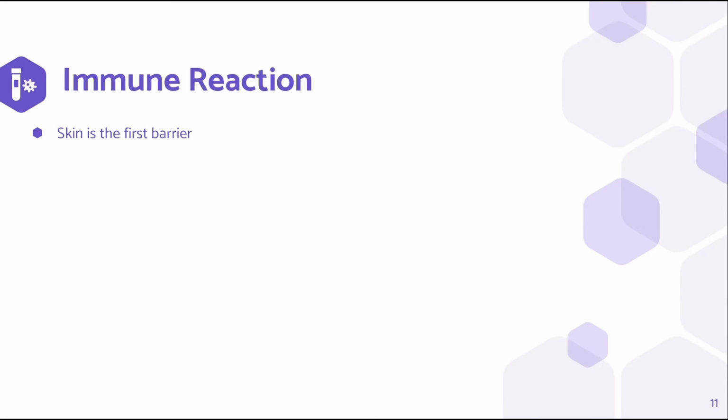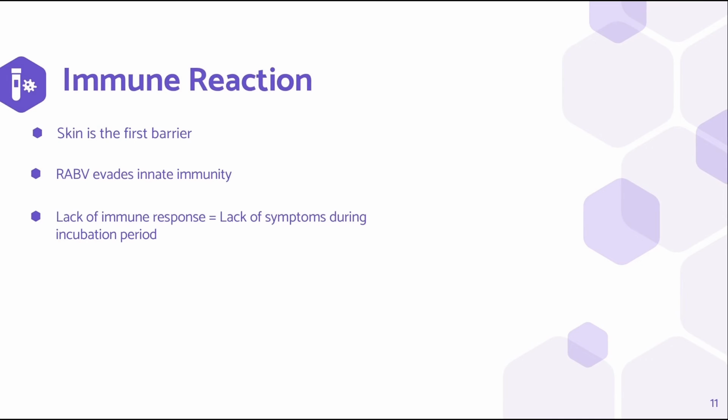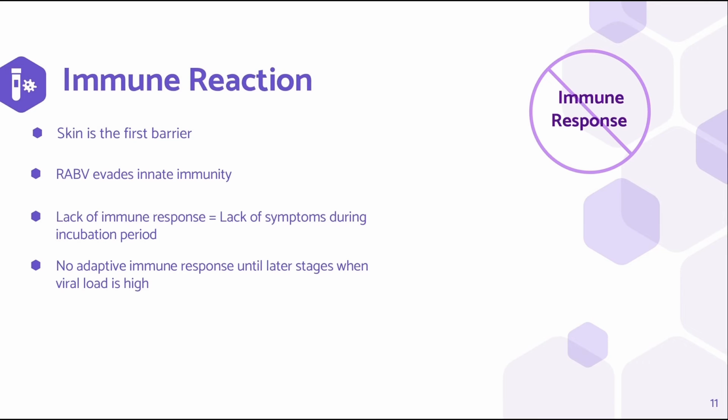In the rabies virus, the skin is the first barrier. It evades the innate immunity both actively at a cellular level and via its tropism, which leads to the immunologically privileged nervous system. A lack of an immune response contributes to the lack of symptoms during the incubation period. The rabies virus inhibits interferon signaling, impeding an adaptive immune response until the viral load is high.